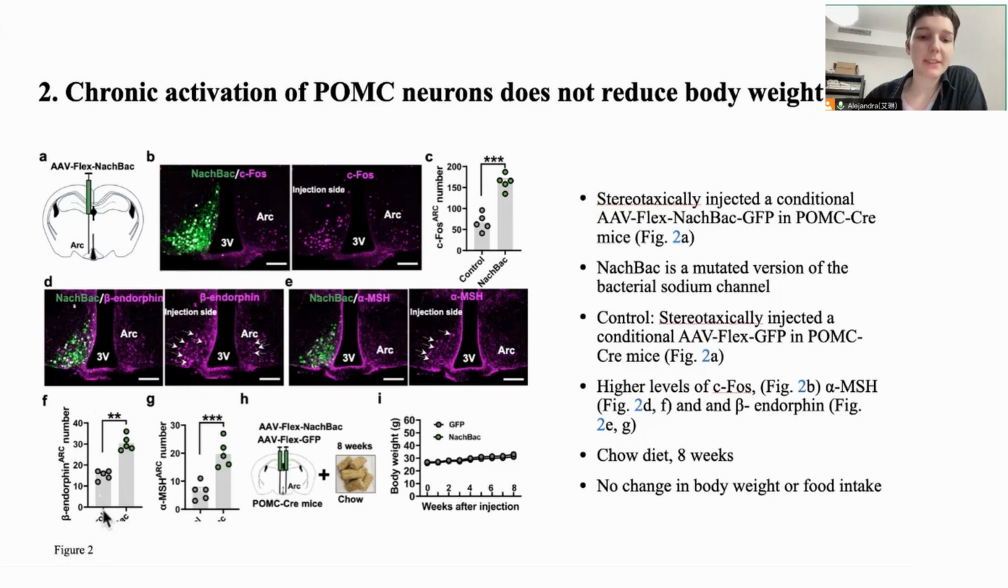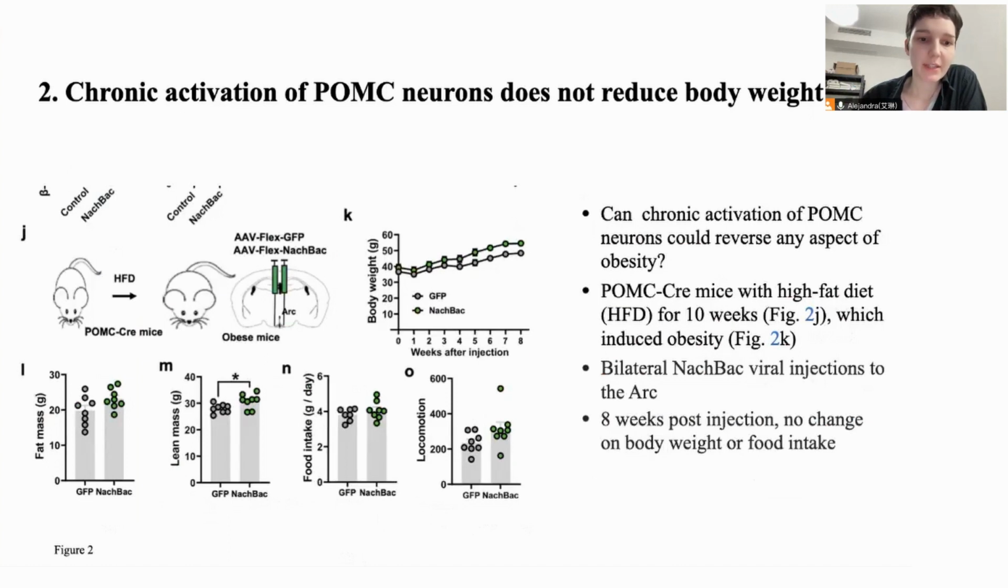So for the in vivo part, after 8 weeks post-injection, they found no body weight change and no difference between the NAC-PAC and the GFP. Then, to examine whether this chronic activation of POMC neurons could reverse any aspect of obesity, they fed a group of POMC mice with a high-fat diet for 10 weeks, which induced obesity, of course. So this would be the case.